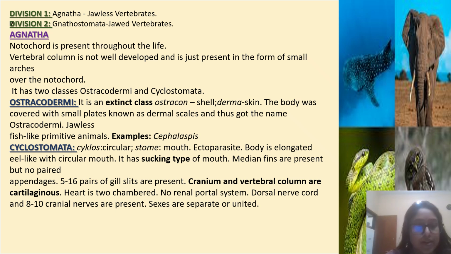And next, Cyclostomata. Cyclo means circular and stome means mouth. They are ectoparasites. Body is elongated, eel-like with a circular mouth. It has a sucking type of mouth. Median fins are present but no paired appendages. 5 to 16 pairs of gills are present. Cranium and vertebral column are cartilaginous. Heart is two-chambered, no renal portal system, dorsal nerve cord and 8 to 10 cranial nerves are present. Sexes are separate or united.